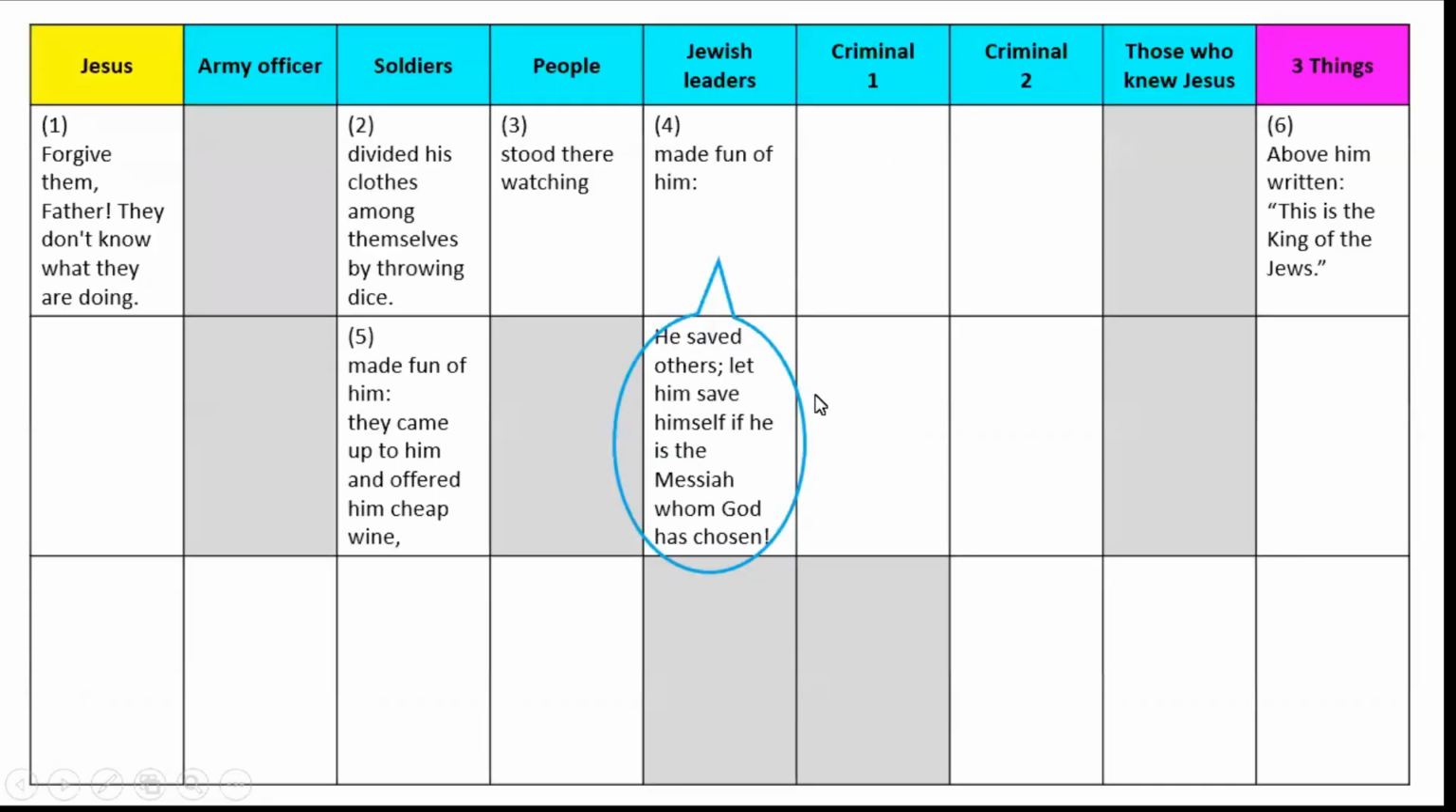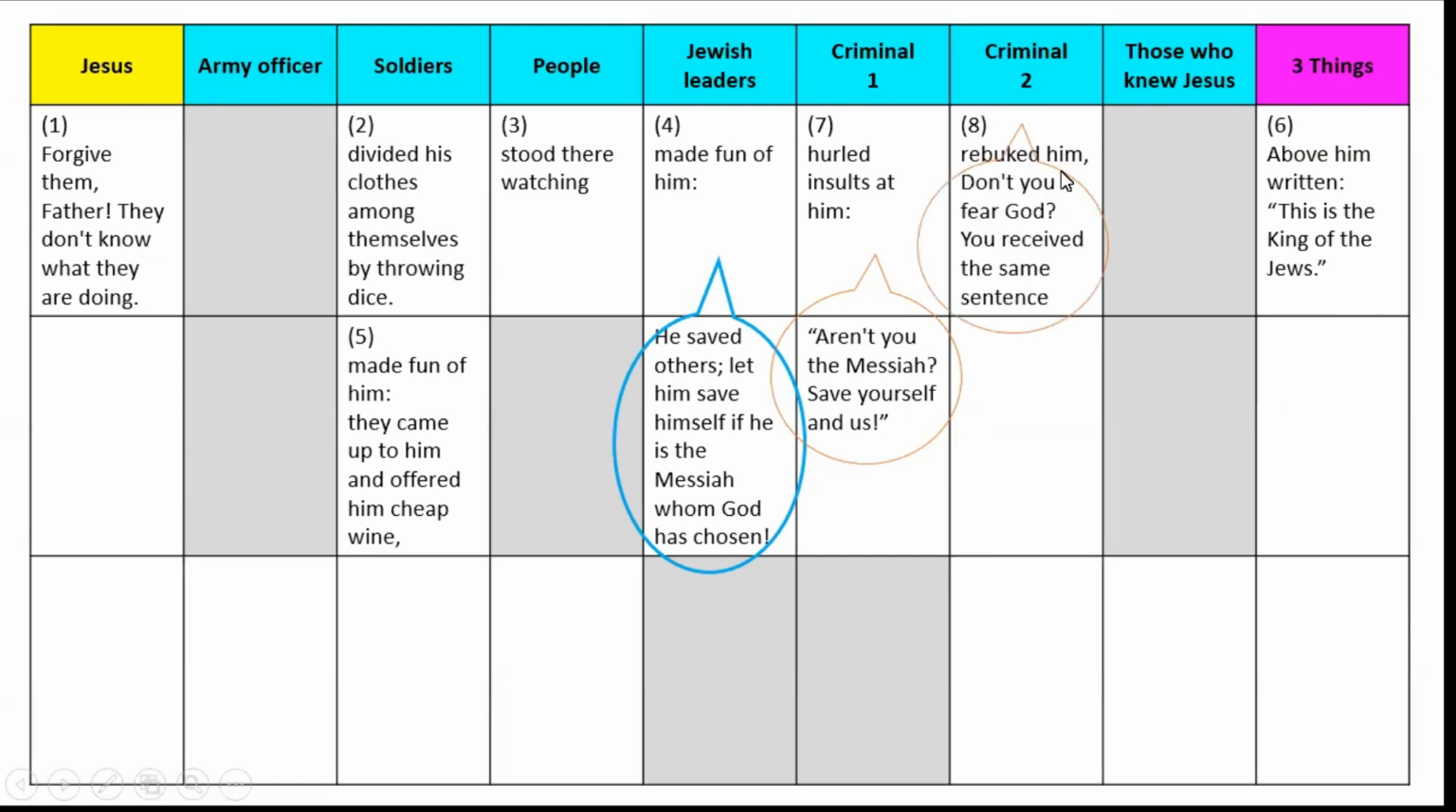And we want to put the same thing into the table. So make sure you write it in. Number 7, criminal 1 hurled insult at Jesus. What did he say? He said, "Aren't you the Messiah? Save yourself and save us."